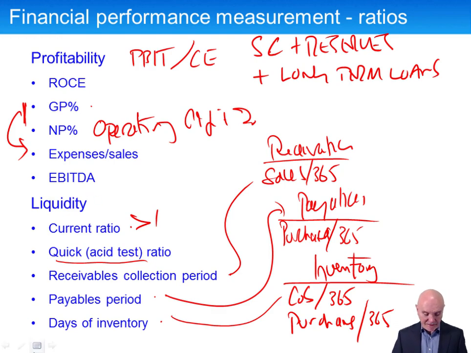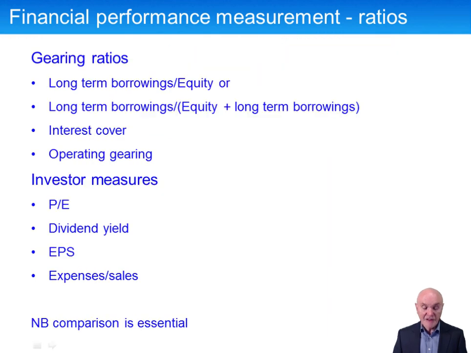The next set of ratios, we've got gearing ratios. Gearing looks very much at the risk. High gearing implies high borrowing. It implies you have a high amount of interest to pay every year, whether or not the profits are going to be there.